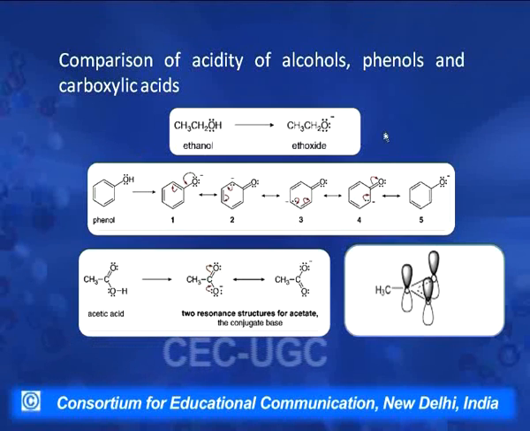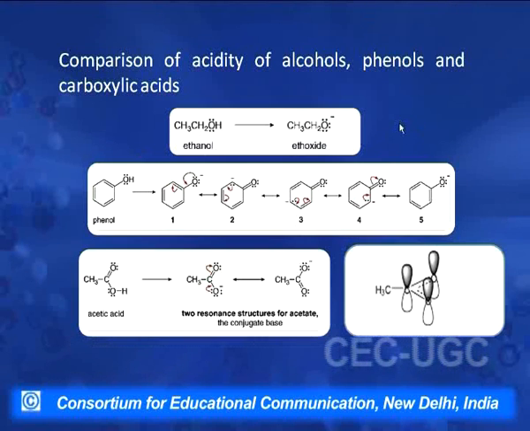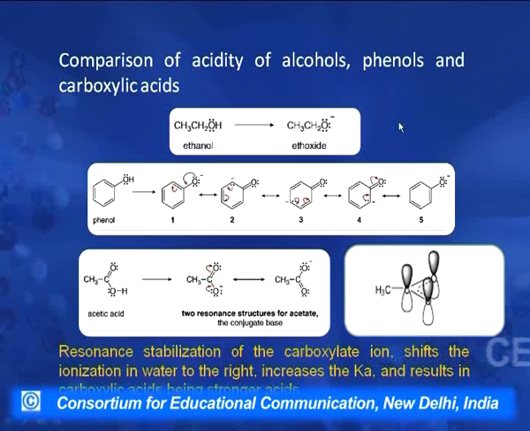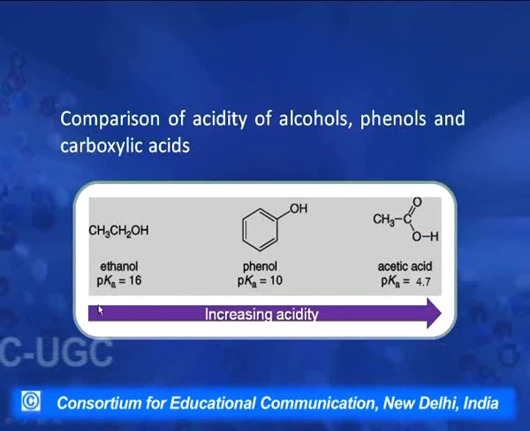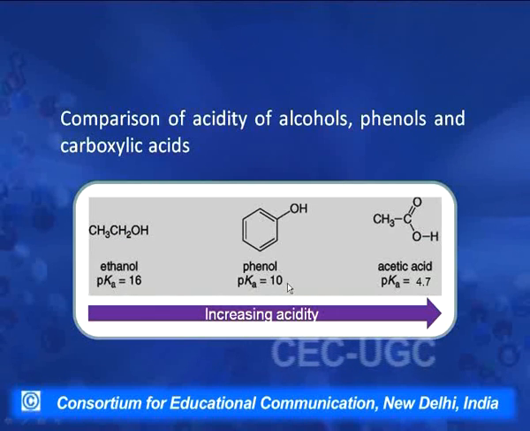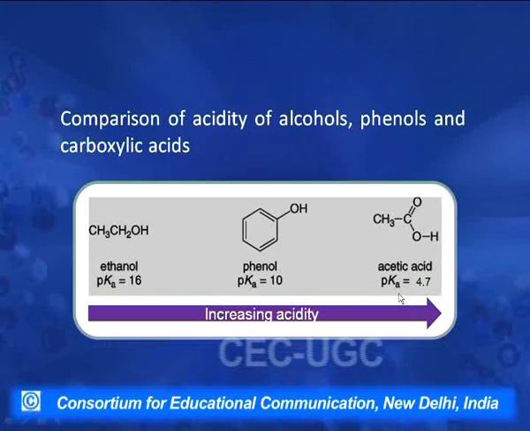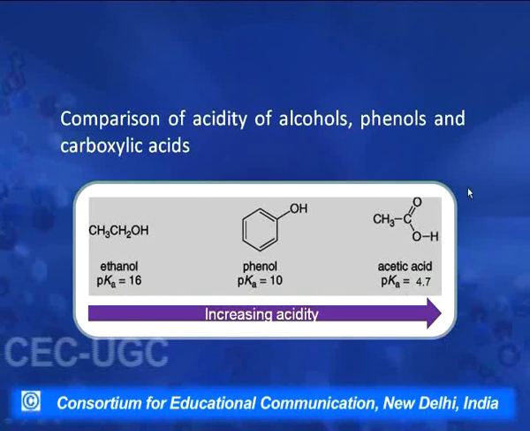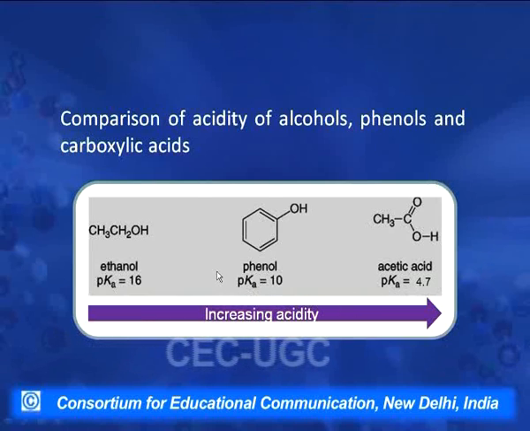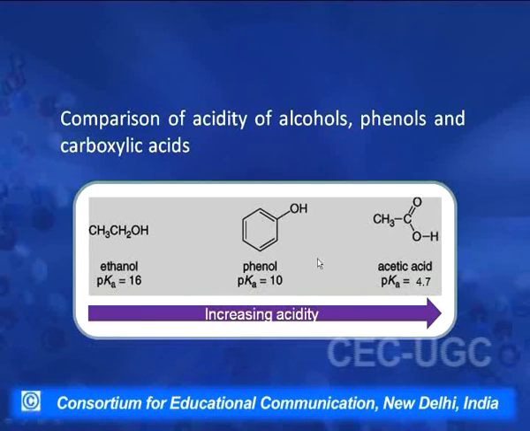Let us see this with the help of their pKa values. The pKa value for ethanol is 16, that for phenol is 10, and that for acetic acid is 4.7. And as I discussed before, the higher the pKa value, the weaker the acid. So this is the sequence for increasing acidity. So acetic acid is the strongest acid amongst phenol, ethanol and acetic acid.